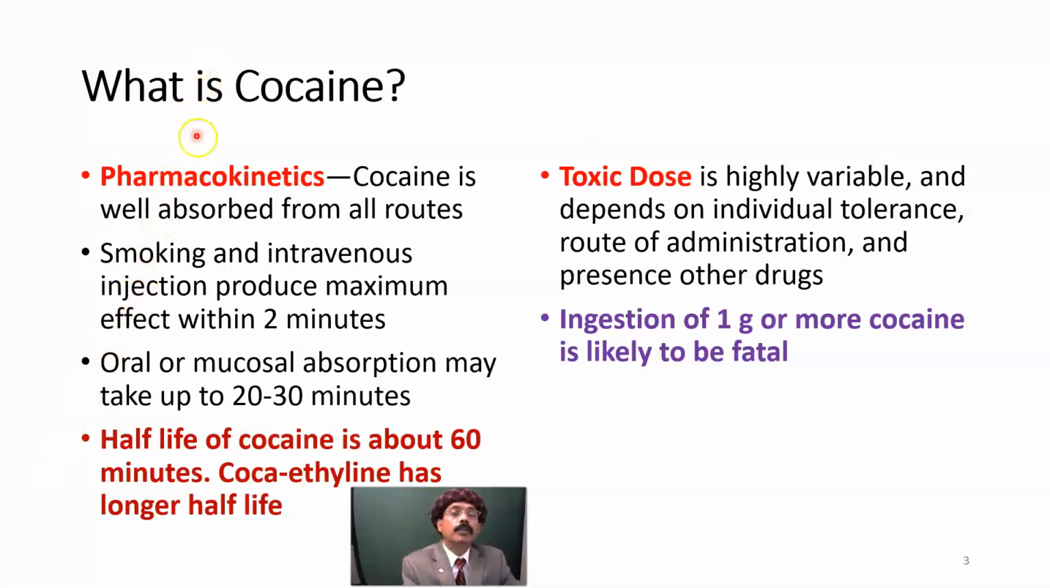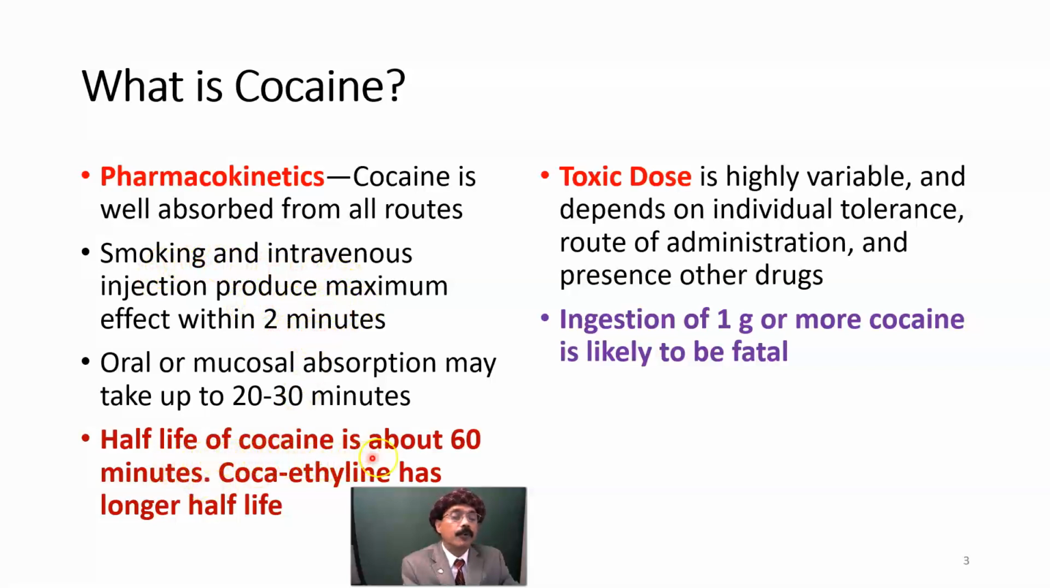Okay. We go to the pharmacokinetics. Cocaine is well absorbed from all routes. It may be smoked, taken through the nose as snort, taken orally, or taken intravenously. Smoking and intravenous injection produce maximum effect within 2 minutes. Oral and mucosal absorption, if taken orally, may take up to 20 to 30 minutes. So if it is snorted or smoked, it will produce maximum effect within 2 minutes.